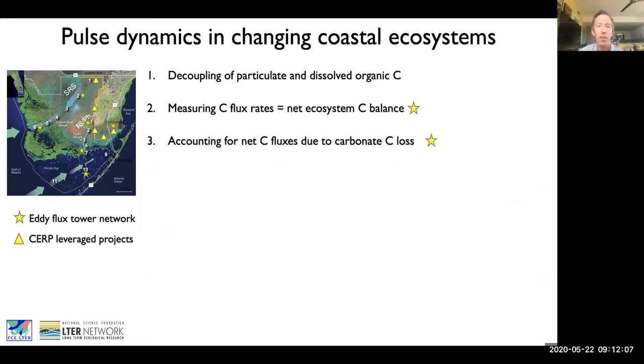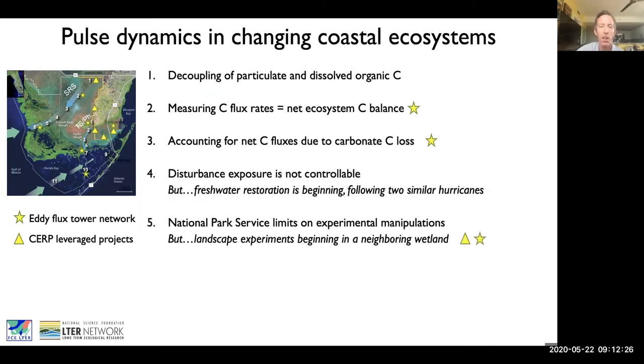Closing briefly on some challenges, we are trying to decouple our particulate and dissolved sources of organic matter, capture lateral fluxes of carbon for understanding net ecosystem carbon balance, and account for the contribution of carbonates to carbon fluxes. One of our big challenges but also opportunities is that disturbance is not really controllable, but freshwater restoration is beginning and is rapidly occurring following two similar hurricanes. And the park limits our ability to do experiments, but landscape-scale experiments are beginning in our neighboring wetlands.